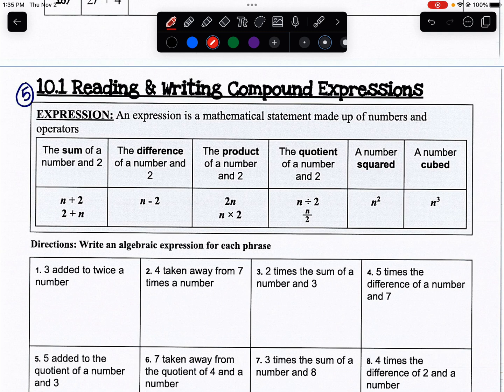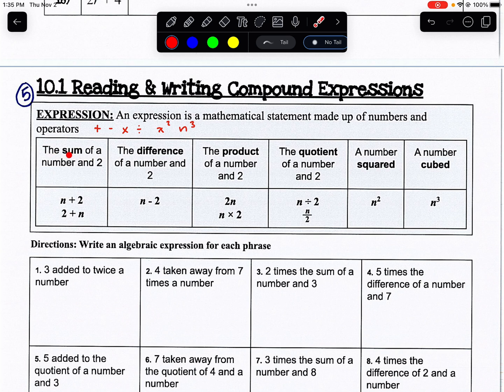Operators are like the plus, the minus, the times, the division, but also operators like the square, or to the second power, or like to the third power, or cubed. So those are operations or operators. So a couple things that we should know, like things you probably should memorize.